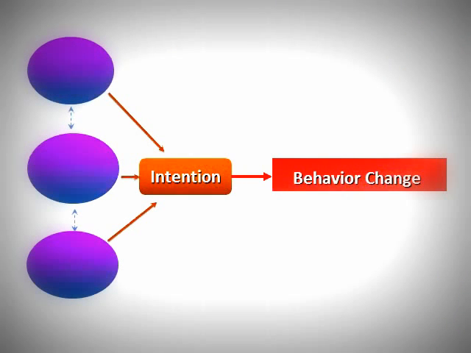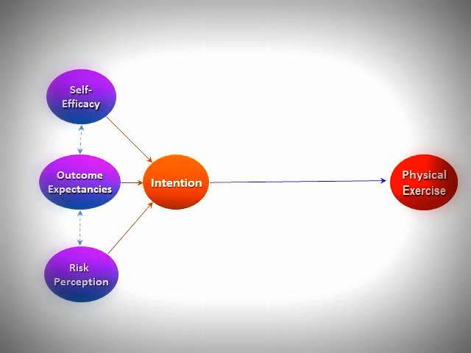First, let's attend to the question how an intention can be developed. There are quite a few antecedents of intention formation. Intentions can be predicted by several psychological constructs. In this diagram, this is illustrated by 3 generic predictors. For example, self-efficacy, outcome expectancies, and risk perception are suitable predictors of intention formation, among others.